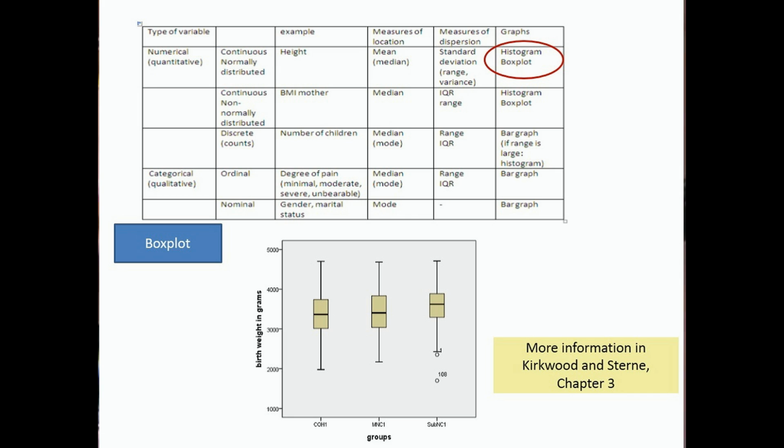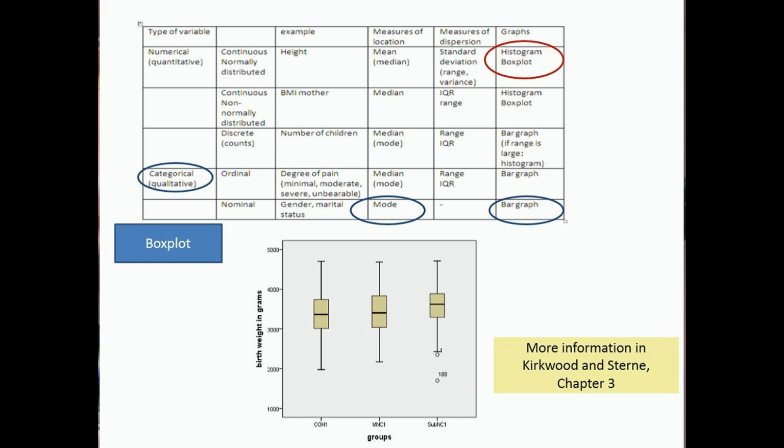For qualitative data, we can calculate the median as a measure for location only if the variable is ordinal. For nominal variables, without a logical order, we can only use the mode as measure for location. The mode is the category with the highest frequency of observations. This can be shown graphically in a bar graph.